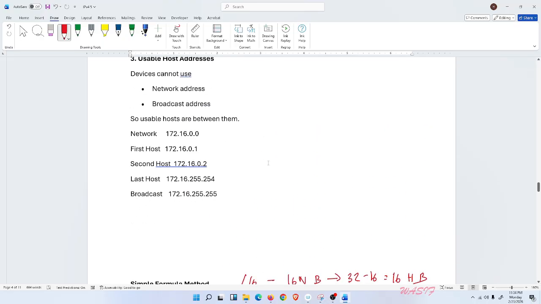Now if you look at here, according to the formula, 0.0 is the network address, and 255.255 is the broadcast address. Now look at here very carefully. People sometimes get confused. If I give you 0.1, what will be the second number? 0.2. What will be the third number? 0.3. So this 0 remains fixed. You cannot make any changes in this 0, but 1, 2, 3 will keep on changing, up to 254. So you will reach something like this.